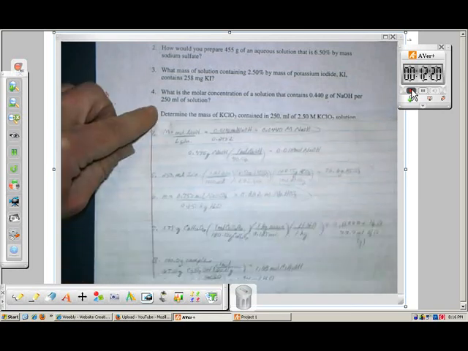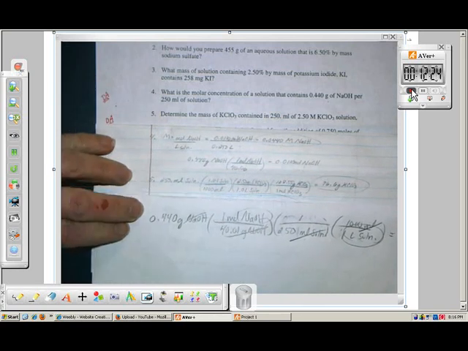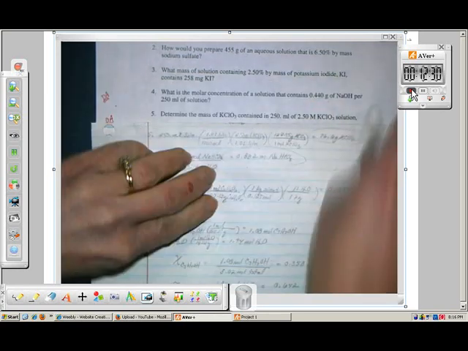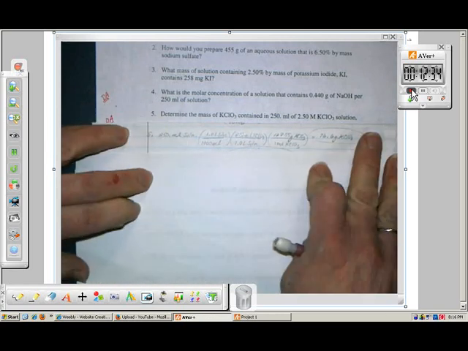Number 5, I showed with dimensional analysis. Let me get rid of number 4 so you can just see that directly. So if you want to take a look through my work.